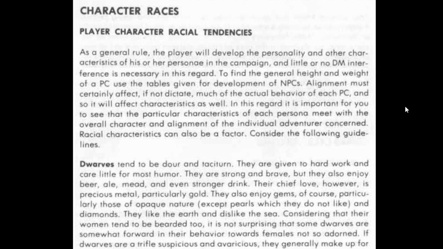Alignment must certainly affect, if not dictate, much of the actual behavior of each PC, and so it will affect characteristics as well. Personally, I don't use alignment. Certainly not as a way to tell a player how to play a character. I do use it behind the screen as a way of gauging what a character has already done, and I don't allow evil in my campaign. So if someone does evil things at the end of that campaign, if they have not atoned, they become an NPC and hand them over to me, and then they can roll up a new character. That's how I avoid evil in my campaigns.